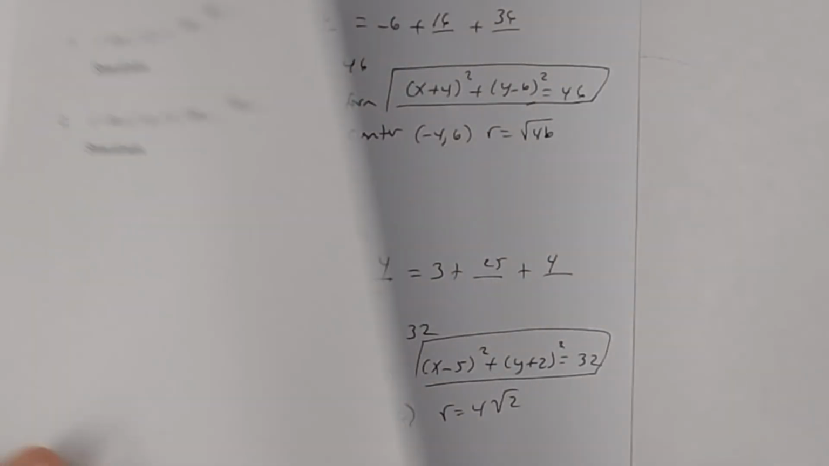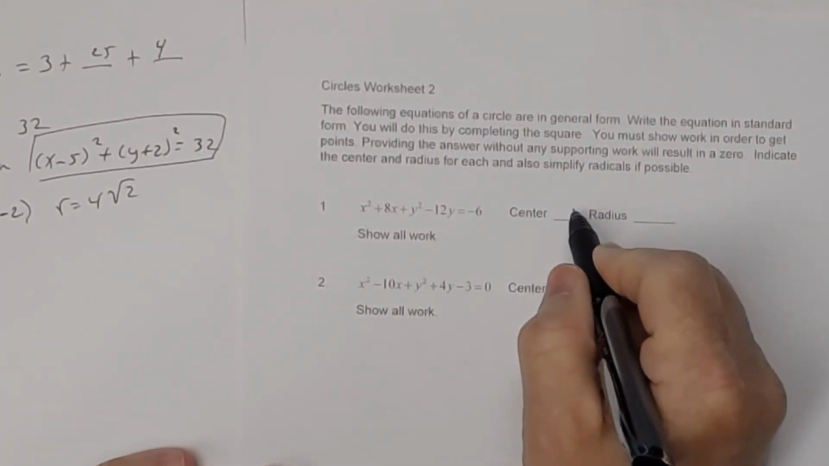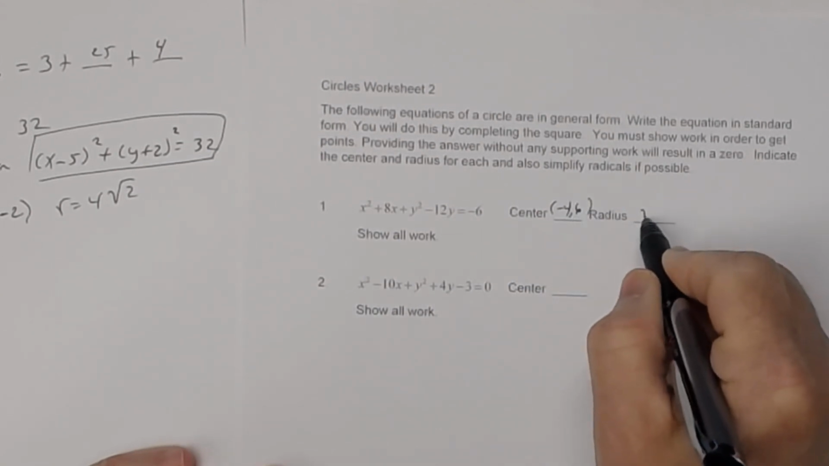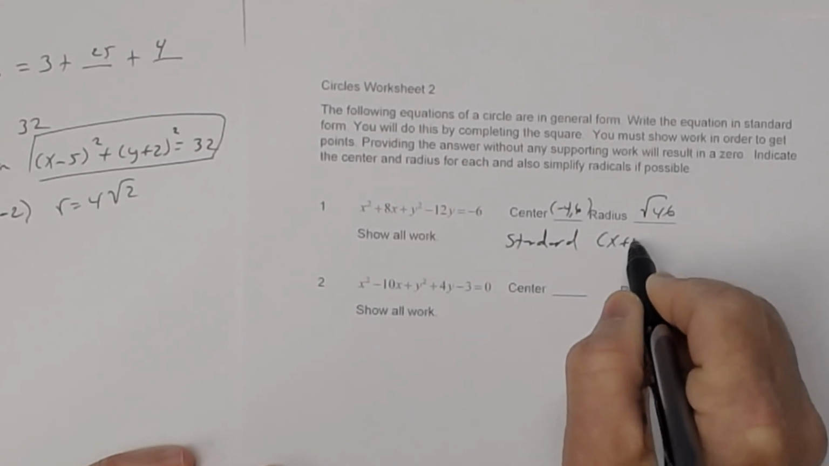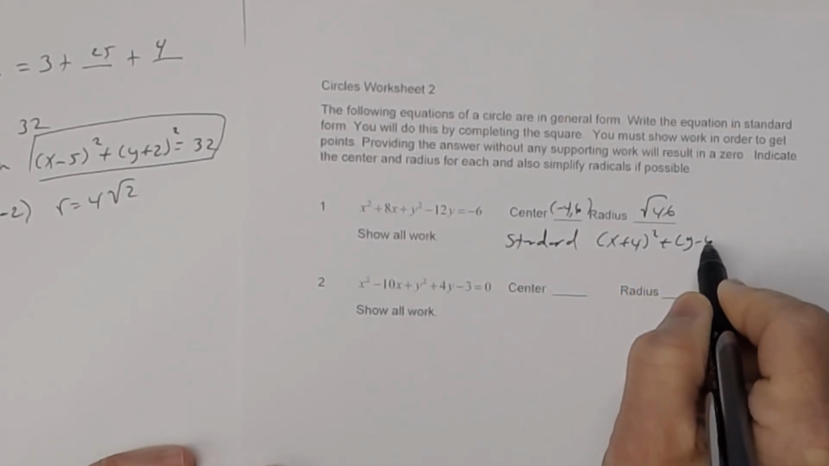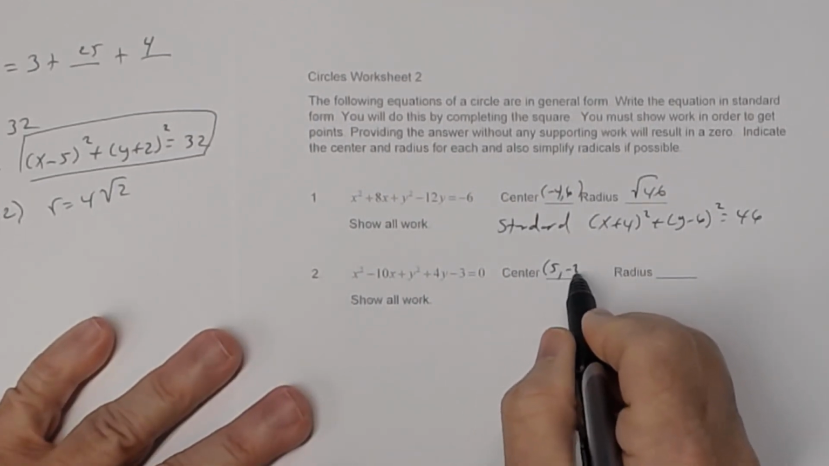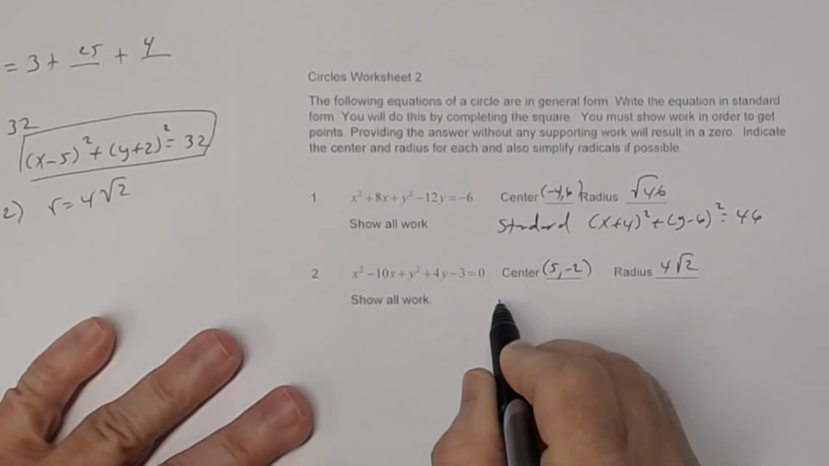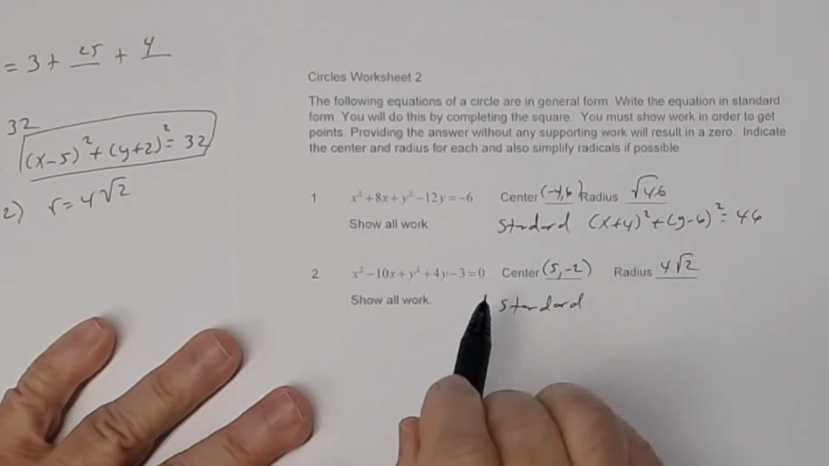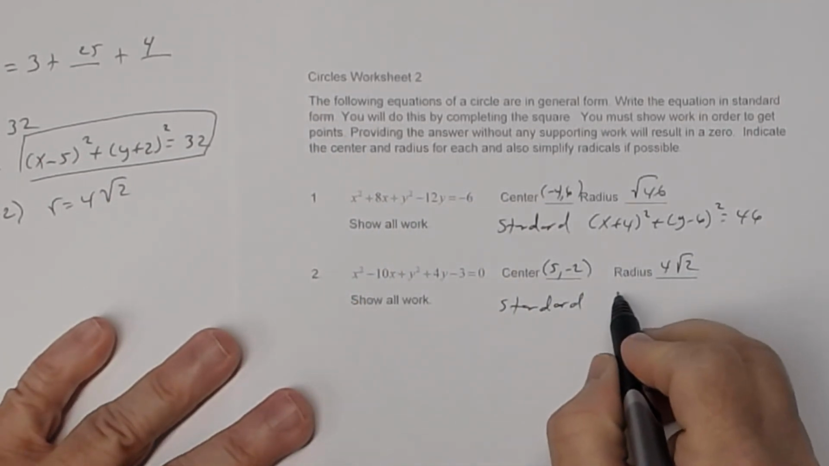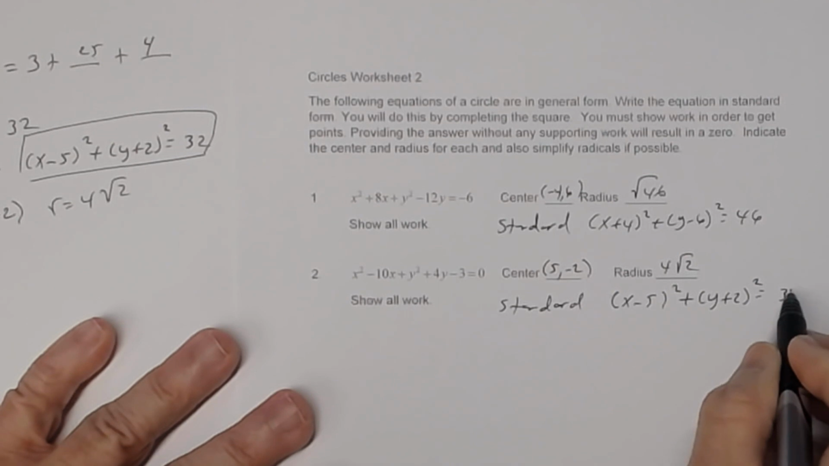Okay, so number 1, we found the center to be, let's see, negative 4, 6, and the radius was the square root of 46. And then standard form was x plus 4 squared plus y minus 6 squared equals 46. And number 2, we found the center to be 5, negative 2, and the radius to be 4 square root of 2, and then standard form. So this in general form becomes this in standard form. This in general form becomes this in standard form. It was x minus 5 squared plus y plus 2 squared equals 32.